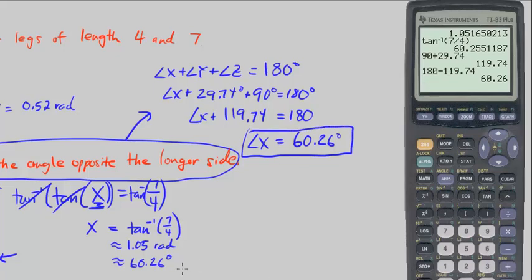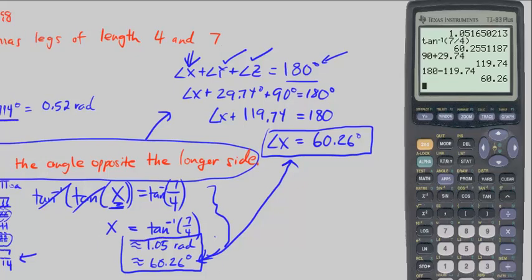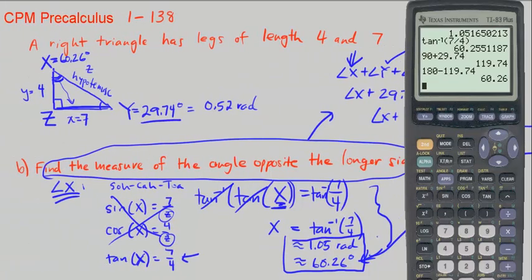Okay, so we could have done it this way using our sine, cosine, tangent trig functions. Or since we had angle Y and angle Z already, we could find the third angle in a triangle by using the fact that we add them all up and get 180 degrees. So either way, we're going to get the same answer. And this is going to end CPM Precalculus Chapter 1, number 138.